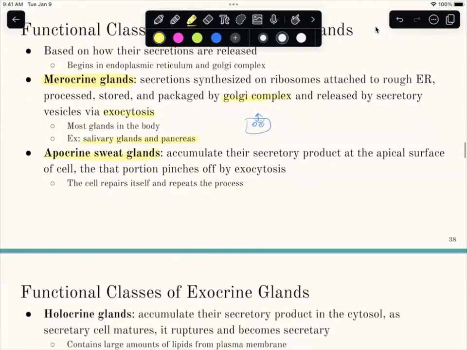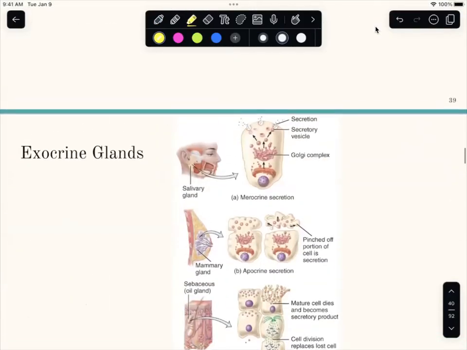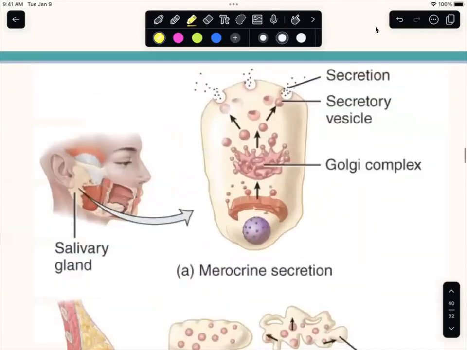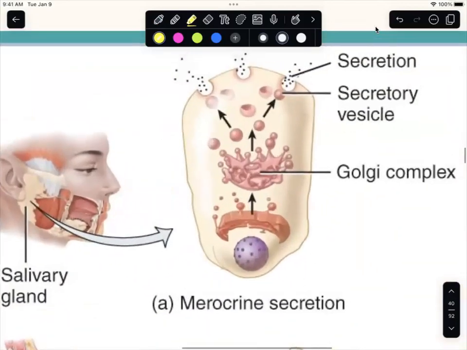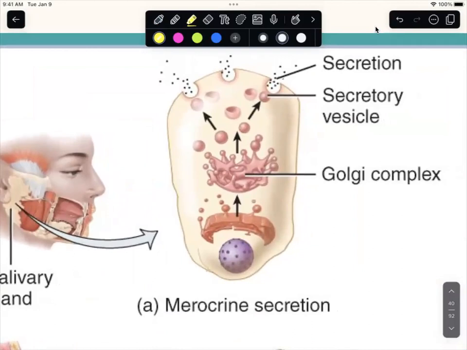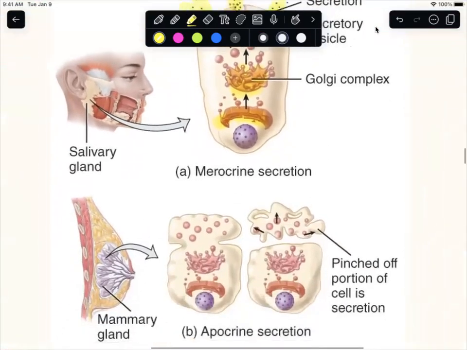Apocrine. I have a picture of these. That's merocrine. Okay. I like pictures. So that rough endoplasmic reticulum is making those proteins that are going to that Golgi complex. They're being packaged and processed, put into these secretory vesicles, and then they're releasing their substances out of the cell. Those are that merocrine that I mentioned.